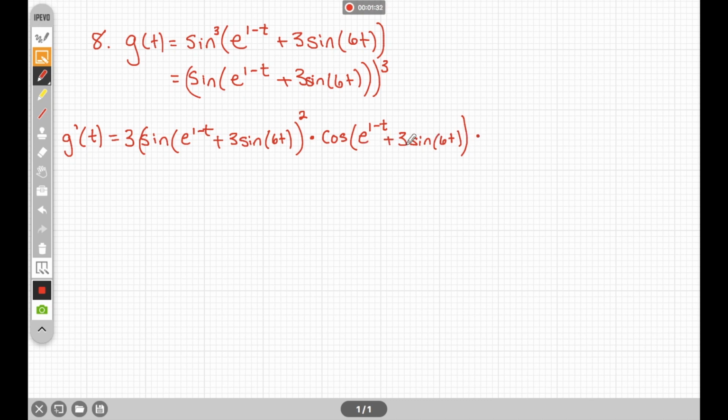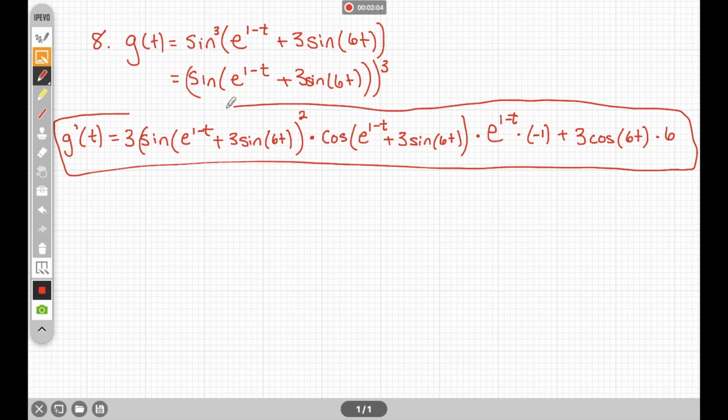Multiply now by the derivative of the inside of that, which is, here's the exponential function, so we're going to keep that the same, multiply by the derivative of the exponent, 1 minus t, which just becomes negative 1, plus the derivative of 3 sine 6t, take the derivative of sine, which is cosine, keep the 6t the same, multiply by the derivative of 6t, which is 6. And there's your answer.